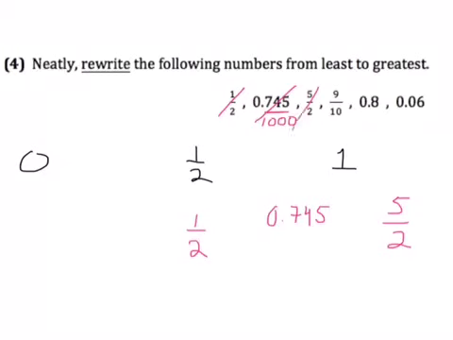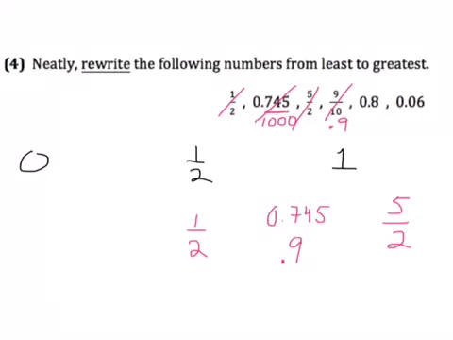Okay, 9/10 as a decimal. We could write it like that. So 9/10, that's going to be greater than, let's fix that, greater than 745 thousandths, but it's still less than 1.